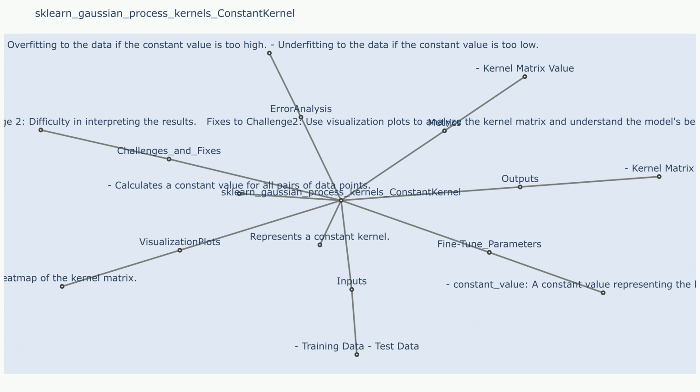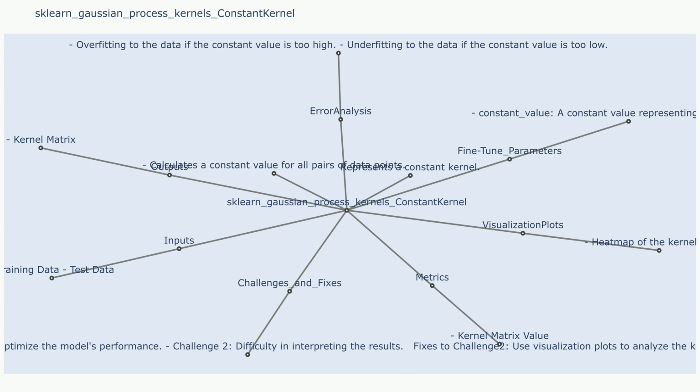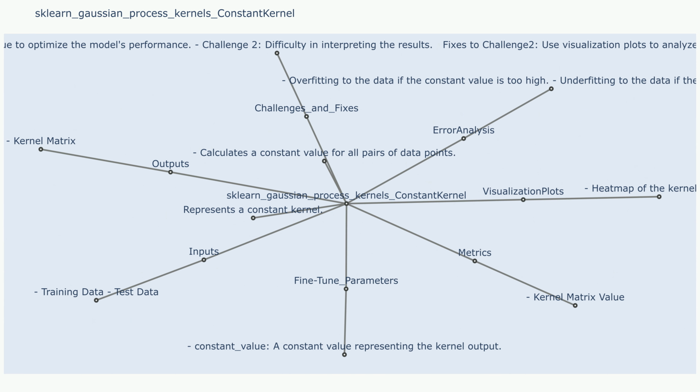Challenge 2: underfitting. If the constant value is too low, the model may underfit the data, failing to capture the global bias in the target function. Sample use case that resulted in challenge 2: using a low constant value for a dataset with a strong global bias. Fixes to challenge 2: increase the constant value or combine the constant kernel with other kernels to account for the global bias.